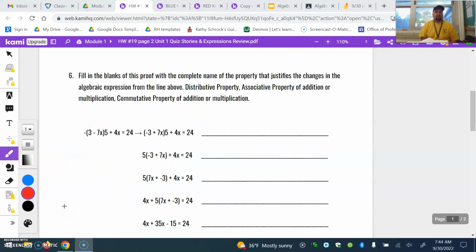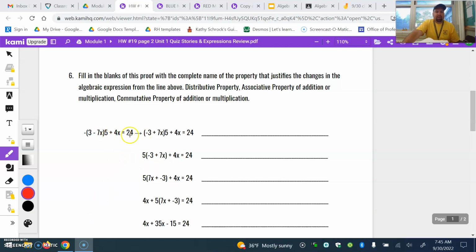All right, here we are. Problem 6, fill in the blanks of this proof with the complete name of the property that justifies the changes in the algebraic expression from the line above. Distributive property, associative property of addition or multiplication. Yes, you need to say which one. Do not just say associative property. You also have to include addition or multiplication. Commutative property of addition or multiplication. Same thing there. With the distributive property, you can just say distributive property or distributive.